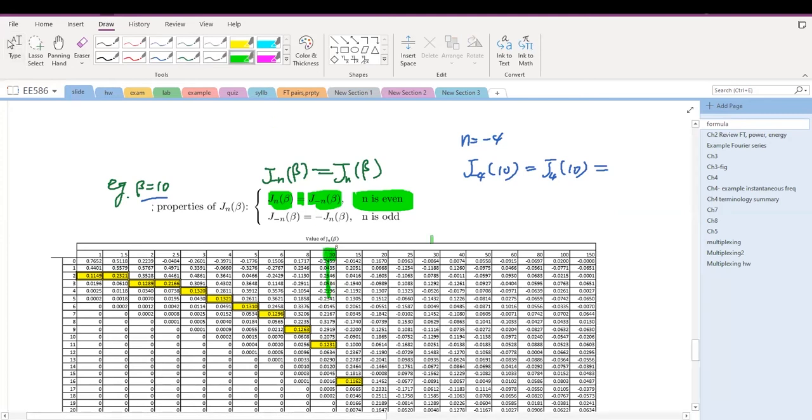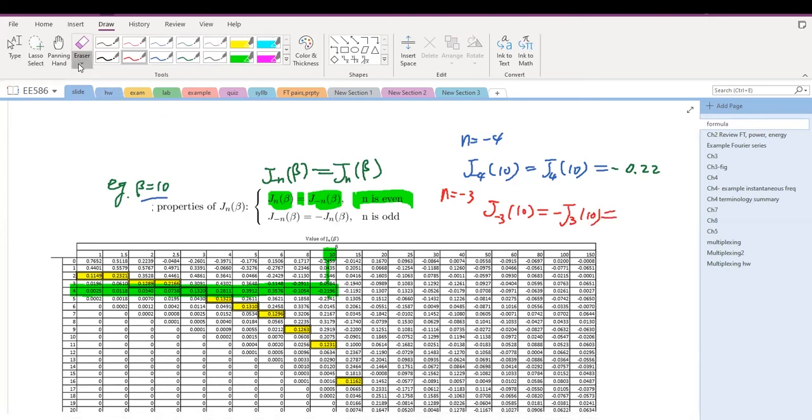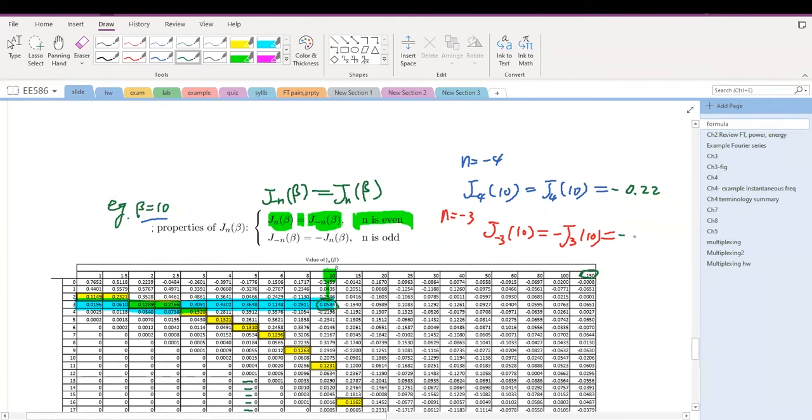That's this column. And n equals 4, so that's this row, and this equals minus 0.22. Okay. If n is odd, then J minus n beta equals minus J n beta. For example, n equals minus 3, then J minus 3, 10 equals minus J 3, 10. In this case, that equals, let's check it out here, n equals 3, that's this row, minus 0.06.